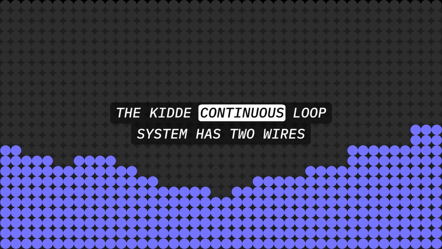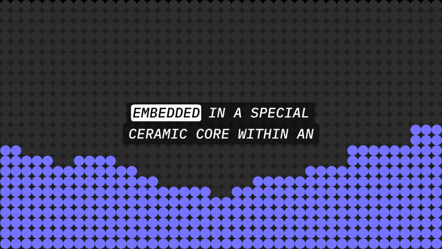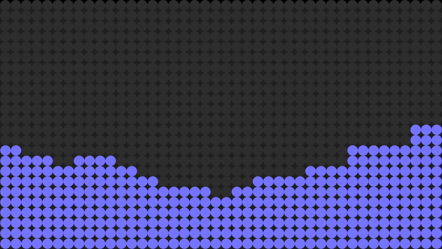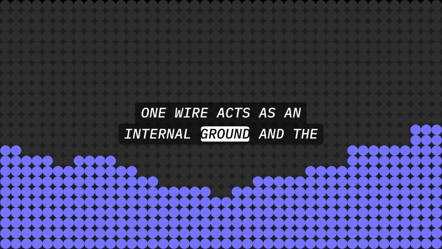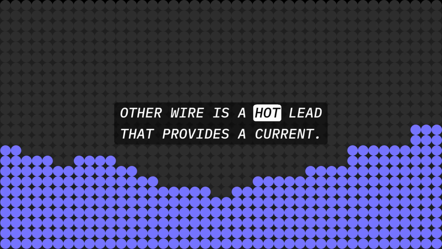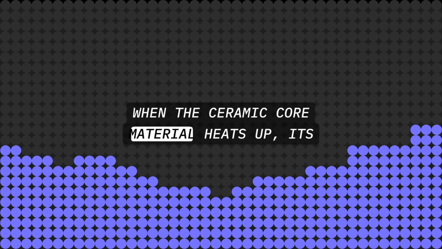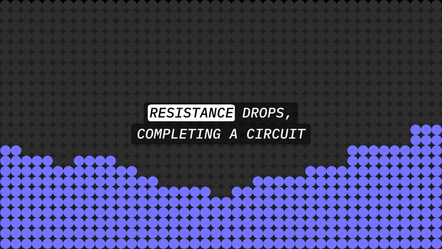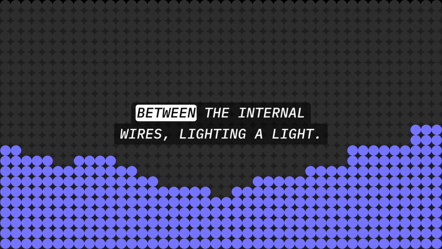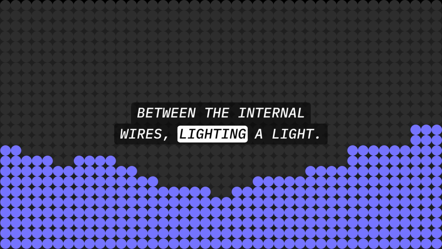Describe the operation of a Kidde continuous loop fire detector system. The Kidde continuous loop system has two wires embedded in a special ceramic core within an Inconel tube. One wire acts as an internal ground, and the other wire is a hot lead that provides a current. When the ceramic core material heats up, its resistance drops, completing a circuit between the internal wires, lighting a light.